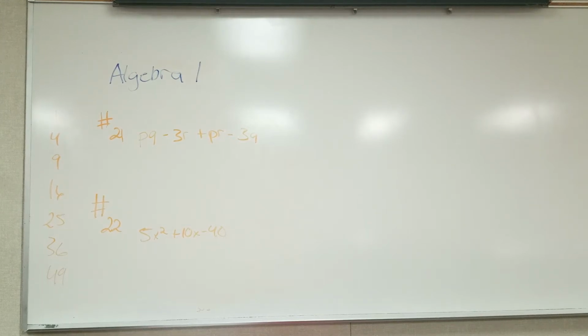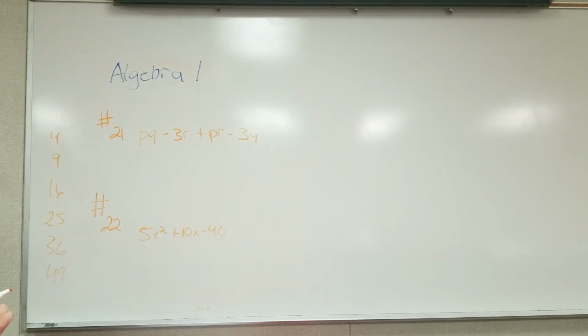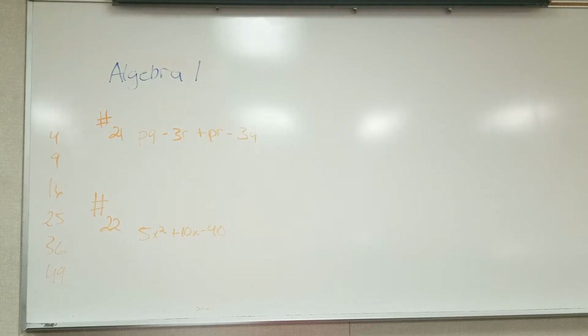Problem number 21 is a 4-term polynomial, a quadrinomial. And in this case, they want you to factor by grouping, all right? These are actually my least favorite. Don't judge me. I don't really care for factoring by grouping. Okay, but to factor by grouping, you gotta put the like terms together. So we'll put the p's together and we'll put the q's together, okay? Mind your p's and q's, all right?